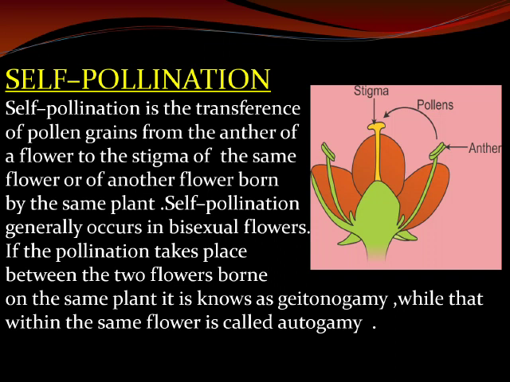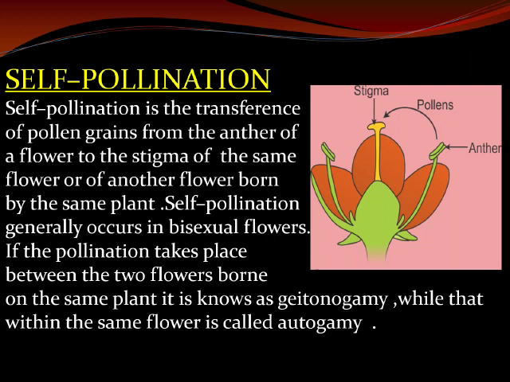Self-pollination is the transference of pollen grains from the anther of a flower to the stigma of the same flower, or from the anther of the flower to the stigma of another flower borne on the same plant. That means two flowers of the same plant or a single flower. It should be a bisexual flower. It occurs only in bisexual flowers which have both androecium and gynoecium.